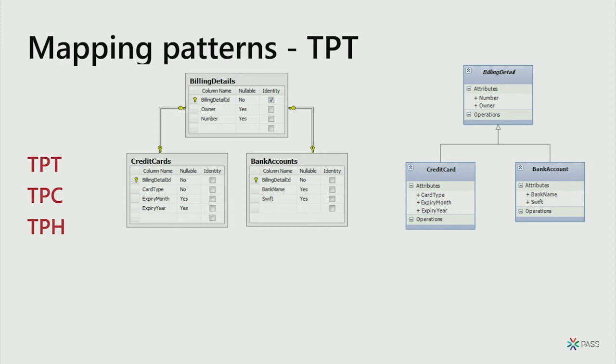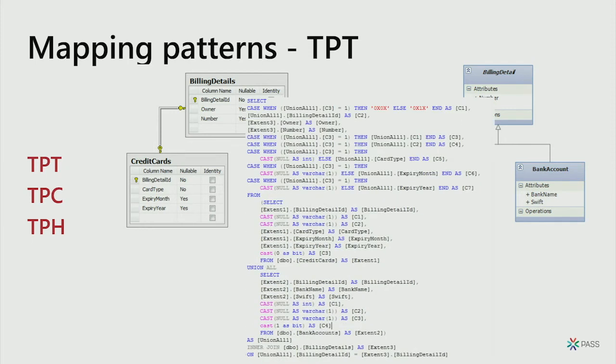But there might be some problems with this, right? Here we have a billing details table with a credit card table and a bank account table. Notice they all have the same primary key. If I get an order and want to get my billing information, sometimes that will be credit card billing and sometimes bank account billing, and we don't know which until we actually fetch it from the database. So then we have to create a query like this, which is a really nasty query.